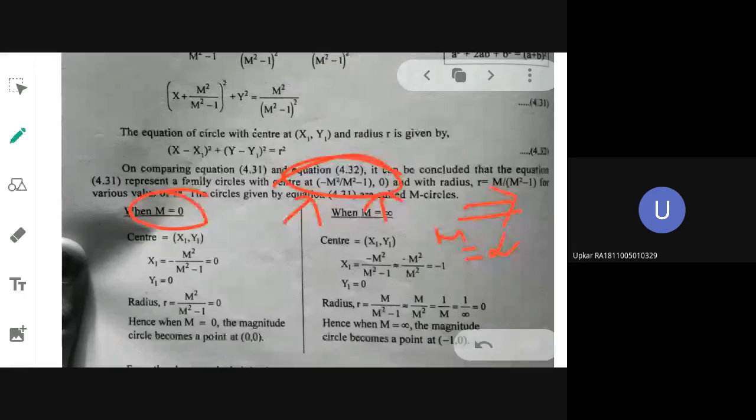Because of this only, the magnitude of the closed loop transfer function is taking what shape? Why is it called what? Circle, the M circle.